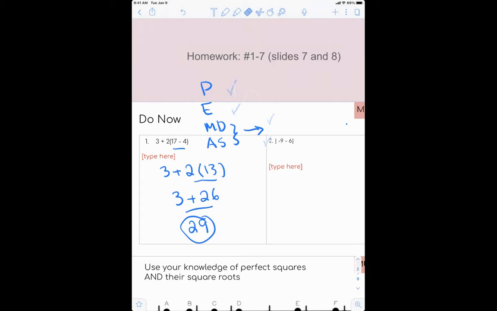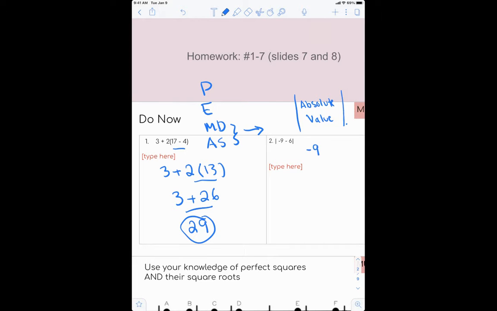Okay, on problem number 2, we are given an absolute value symbol. If you remember, the absolute value is the distance the number is from 0 on the number line. It is never a negative amount. It can be positive or 0. So we treat absolute value like a grouping symbol, which means we do the math inside first.